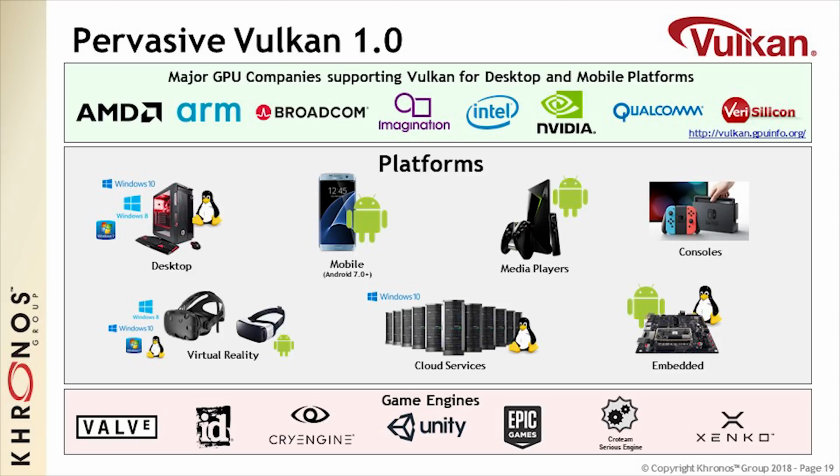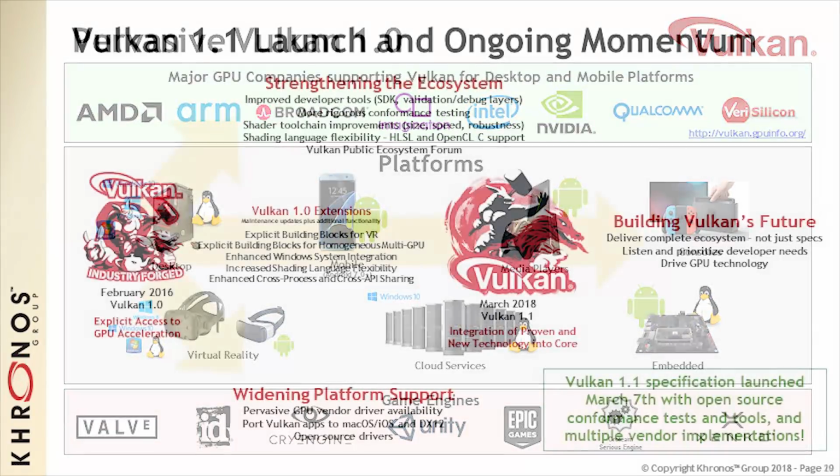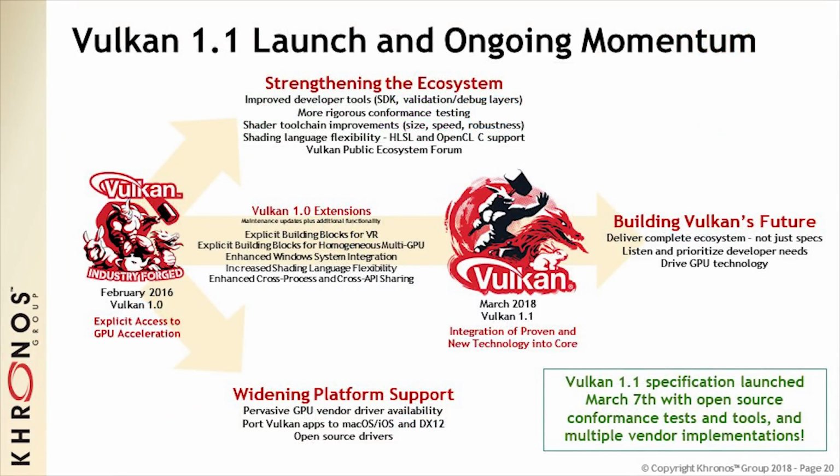We shipped Vulkan 1.0 just over 2 years ago, and it's now pretty pervasive. In the gaming space, all the engines are using it, a lot of the applications are using it. It's in the cloud, it's embedded, it's in mobile, desktop. It's in lots of interesting places. Vulkan 1.1 was launched at GDC on March 7th, and it adds all of the extensions that came into 1.0 now being integrated into core.